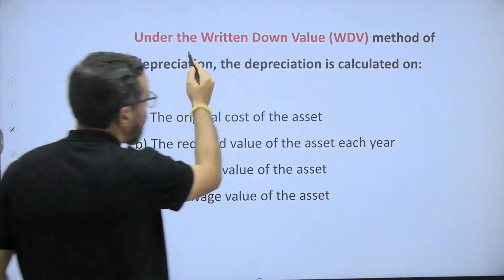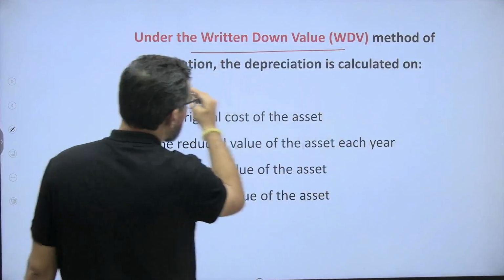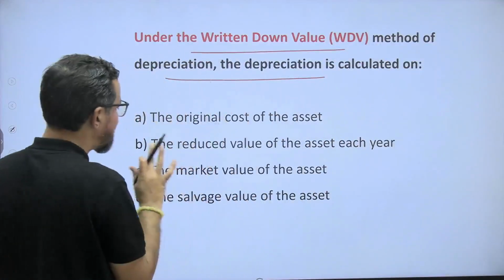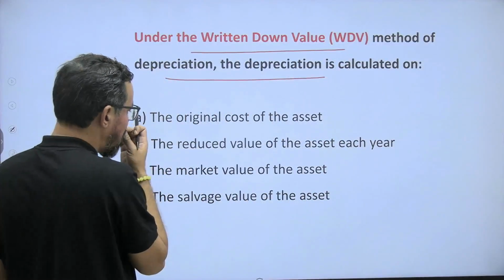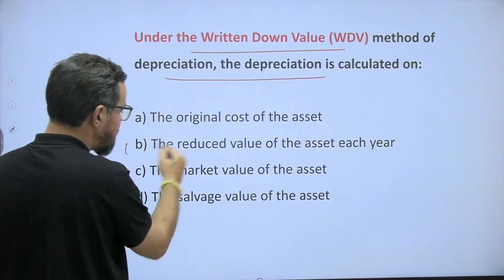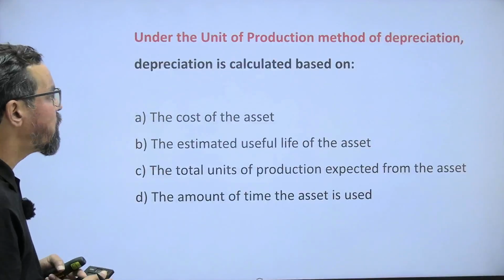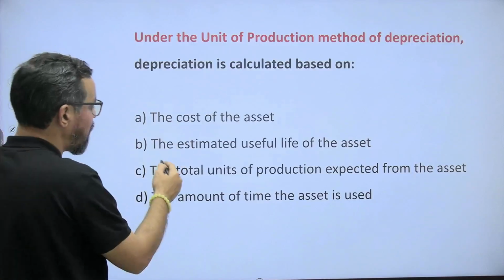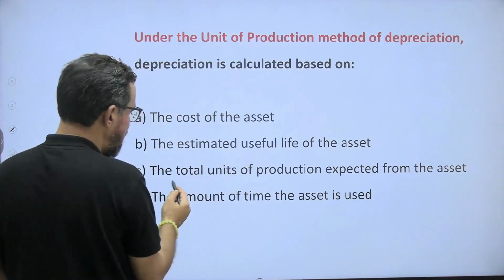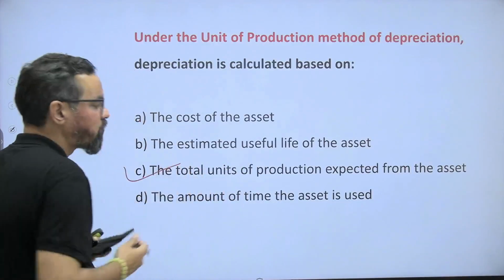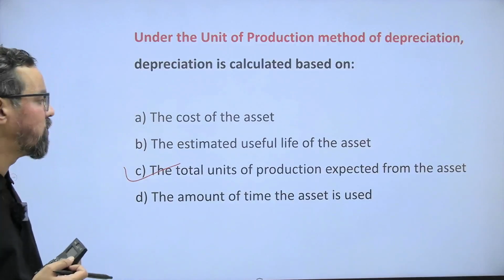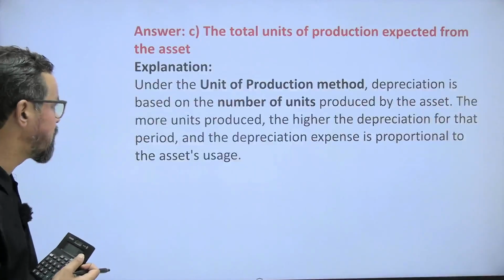Under the written down value method, the depreciation is calculated on the reduced value of an asset, not the original cost, right? So B will be the correct answer. Next one. Under the unit of production method, depreciation is calculated based on the estimated useful life of the asset, the total number of units of production expected from the asset itself, and the usage, right?